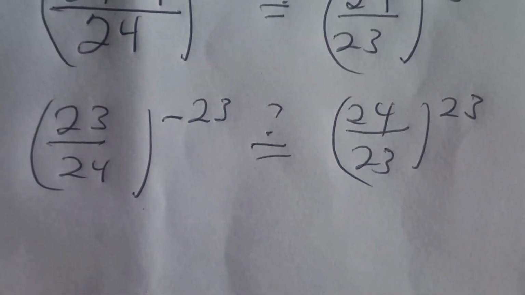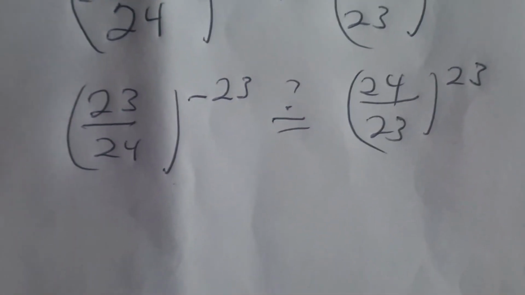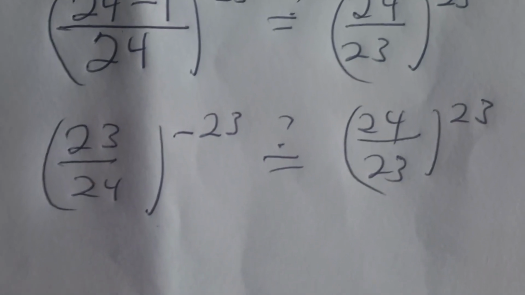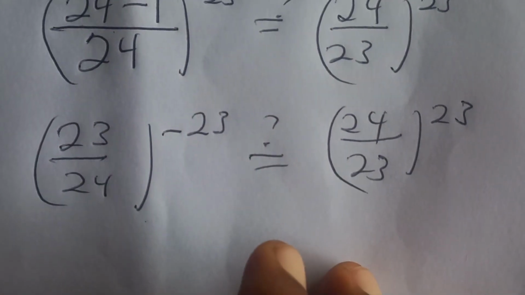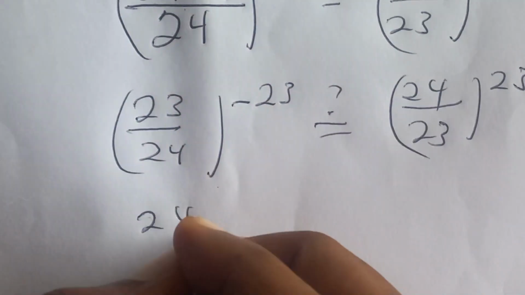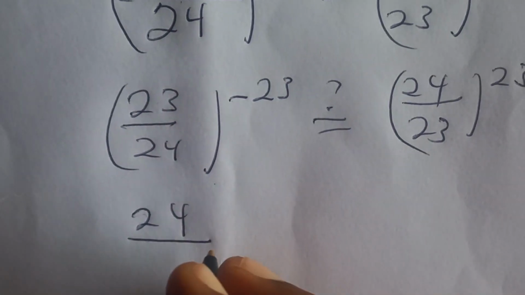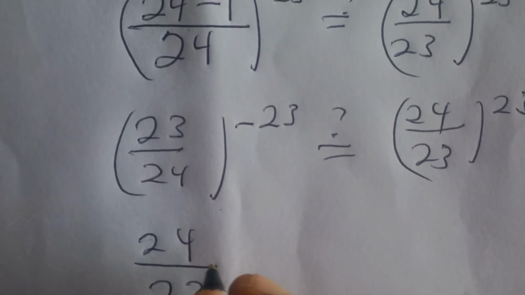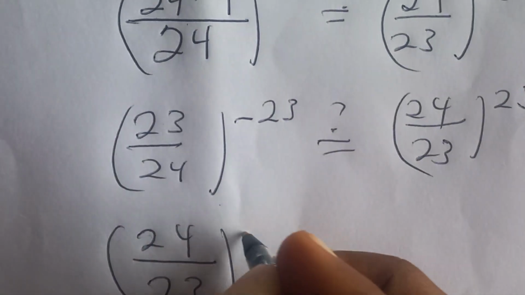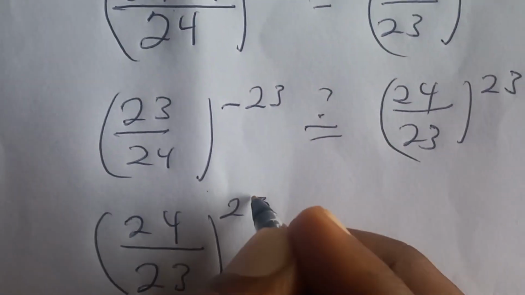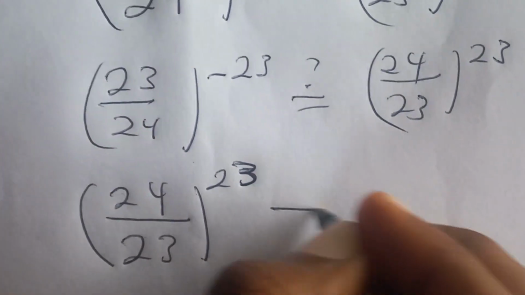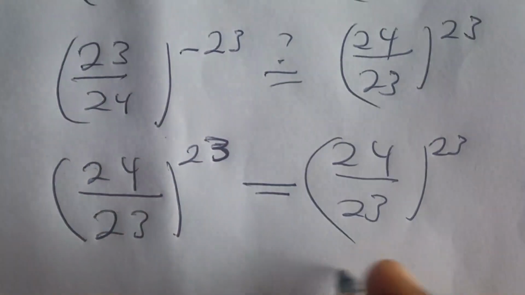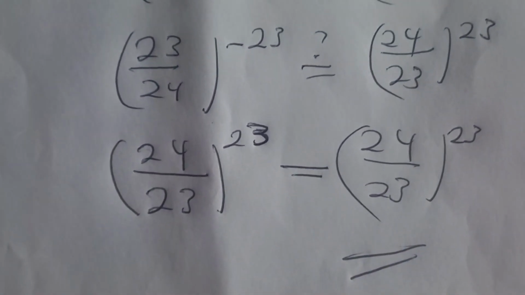Yes. Remember we reciprocated the function. So from here, we find the reciprocal of the left hand side, which is 24 on 23, all exponent 23, and it's equal to (24/23) exponent 23. So this is our final answer for this question.